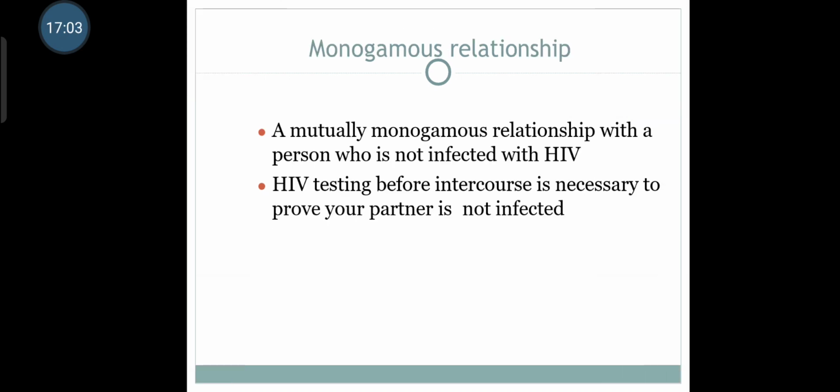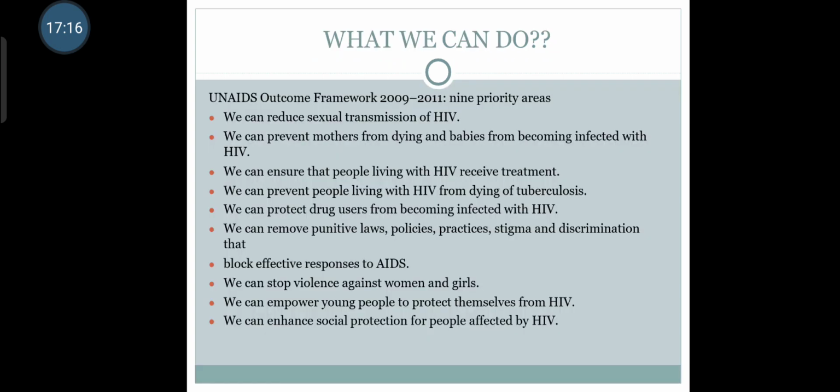Monogamous relationship, that is a mutually monogamous relationship with a person who is not infected with HIV. Testing before intercourse is necessary to prove your partner is not infected. So what can be done to prevent AIDS? In the AIDS outcome framework 2009 to 11, nine priority areas should be taken into consideration to prevent or reduce the transmission of HIV.